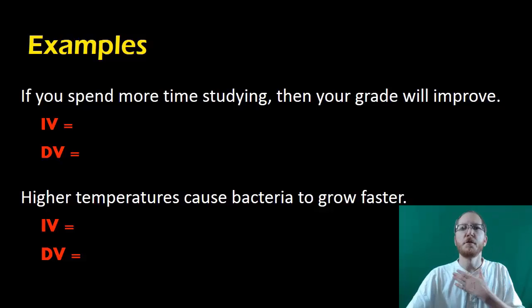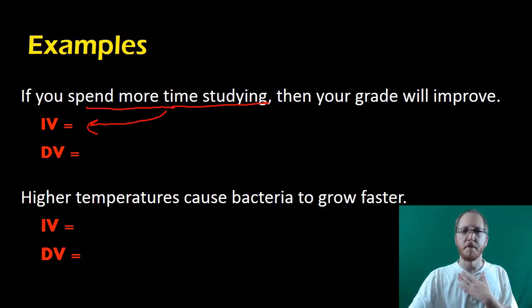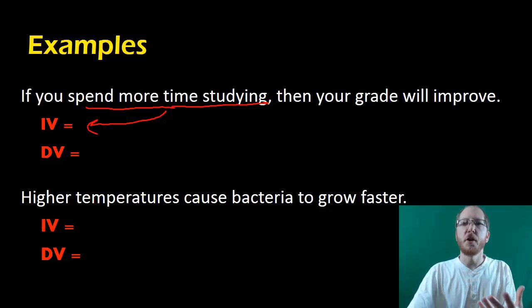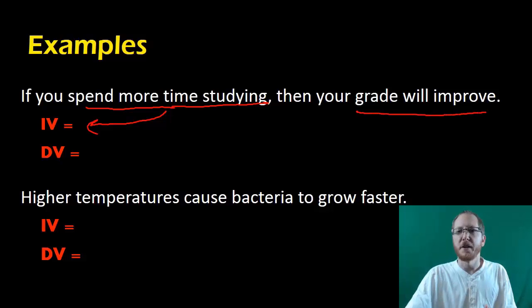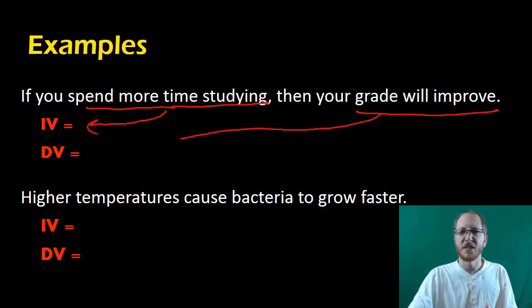So what are we first changing? And that's the if part. So the first thing we're doing is spending more time studying. So the if, you spend more time studying, that's our independent variable. Now the dependent variable is what's changing as a result. The idea here is we're trying to figure out that the grade will improve. That's what we're essentially measuring, is the grade.